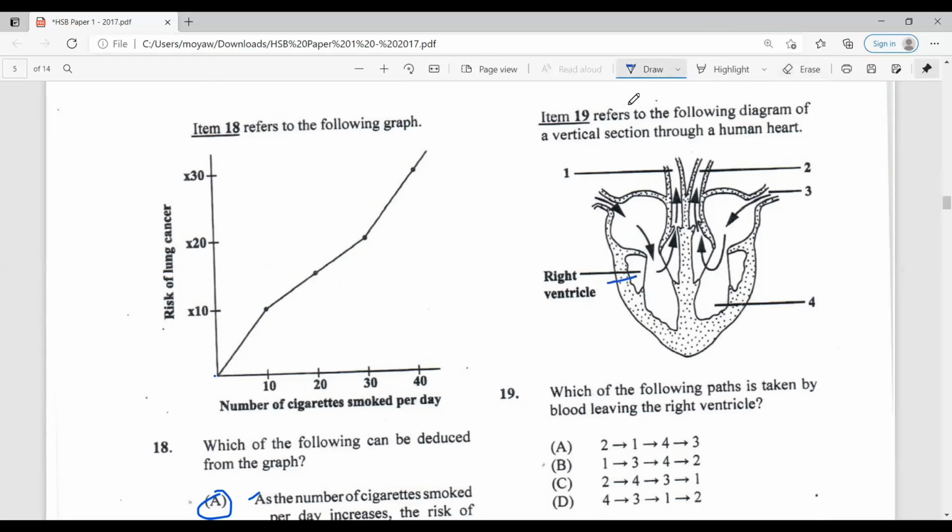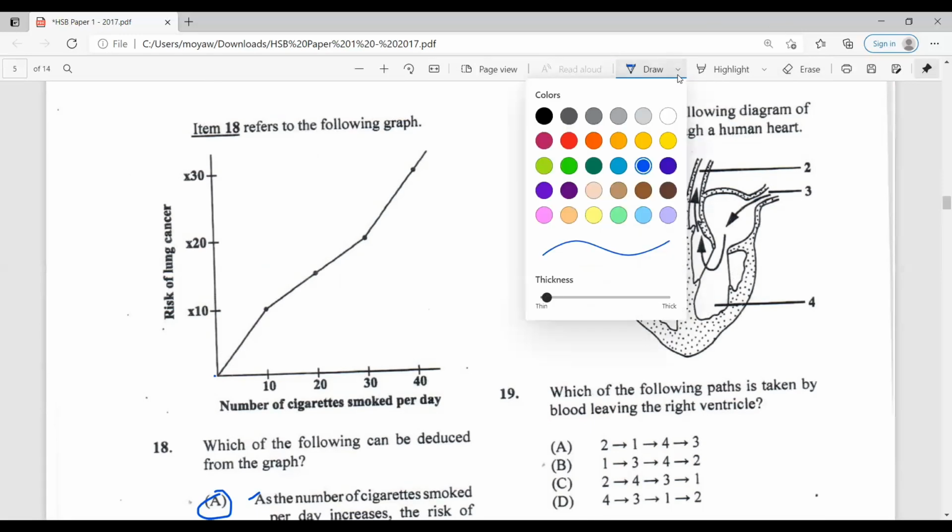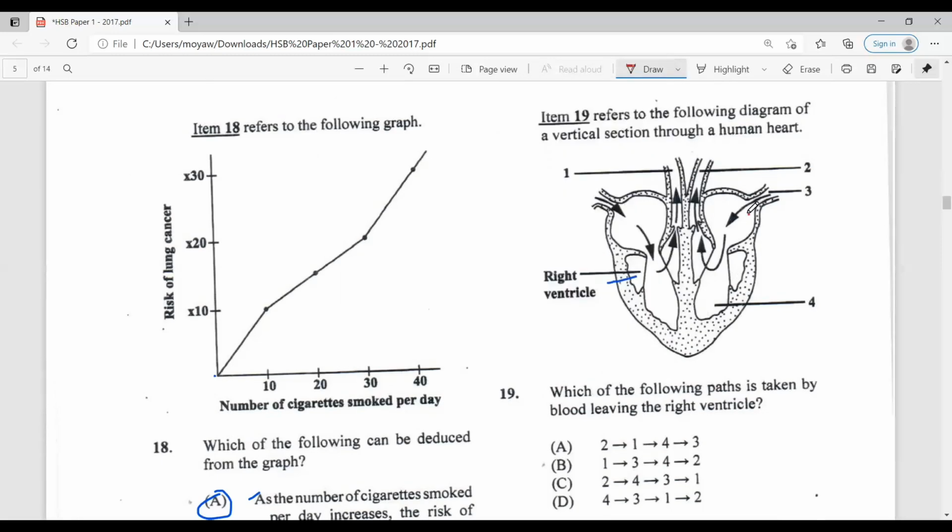So we have to know the path that is going to be taken by the blood that is going to leave the right ventricle. So I have red. This is the part that they have already shown us via the arrow. So we're in the right ventricle. It's going to travel right here, then it's going to leave to go to the lungs. Once it's in the lungs, it's going to come back this way, and then it's going to go out again.